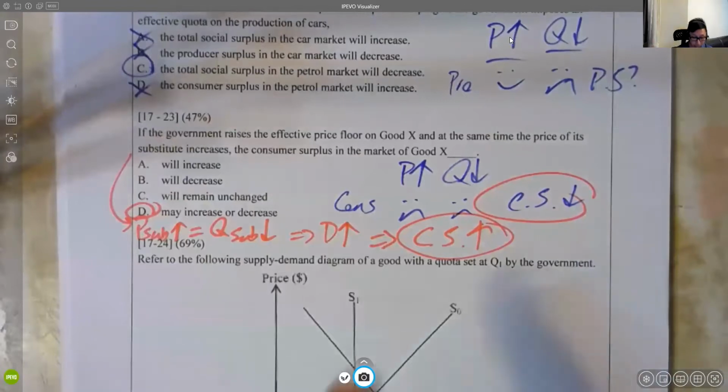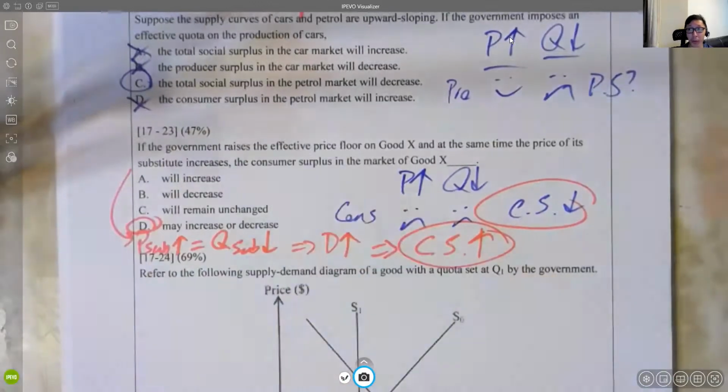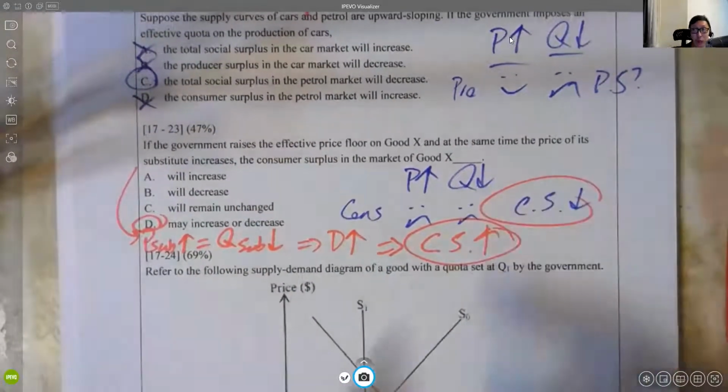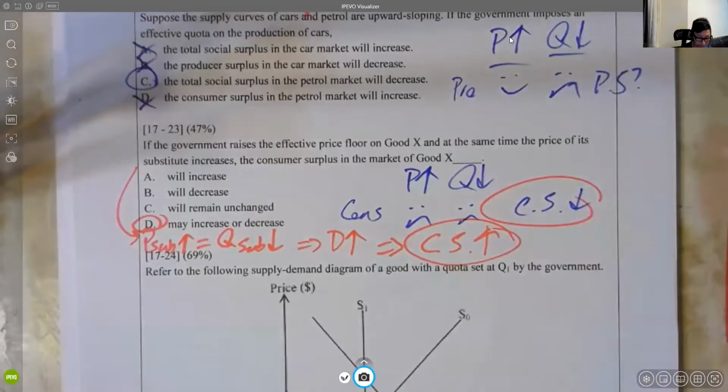Okay? Why is this one difficult? Many people try to draw diagram, not using logic. If you draw a diagram, you can draw it going up or down, right? So my advice, when you don't have to, don't draw diagram. Use our logic. That will be good enough.